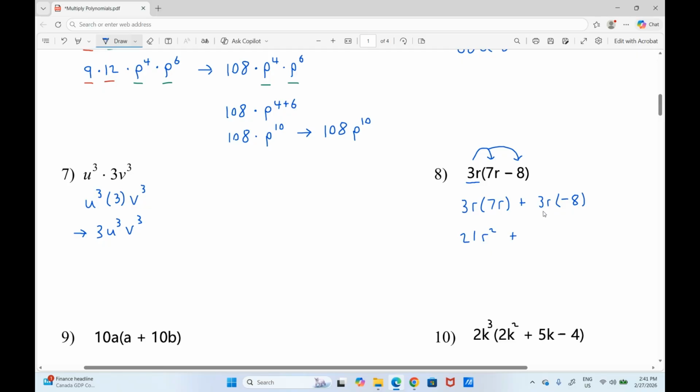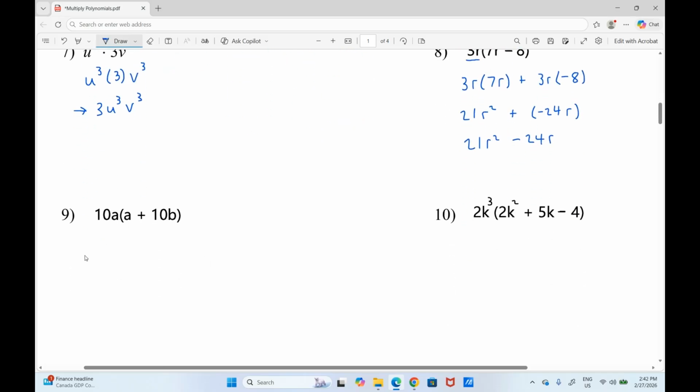Now I'm going to add 3r times negative 8. Well, in this case, I don't have another r here, so I just multiply the numbers. 3 times negative 8 is negative 24. So I have negative 24r. And now to simplify this more, I can just write this as 21r squared minus 24r. So I just changed this plus sign to a minus, and this is still the same answer, but it's simpler this way, rather than just leaving the negative in the bracket. So that's my final answer there.